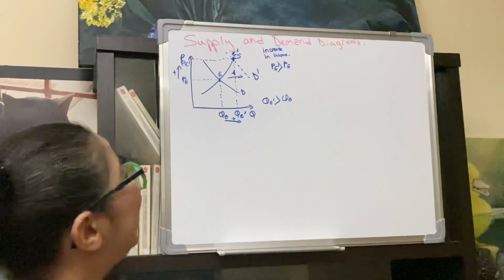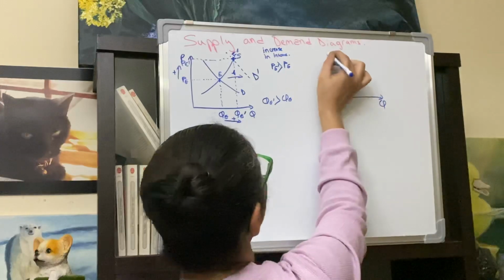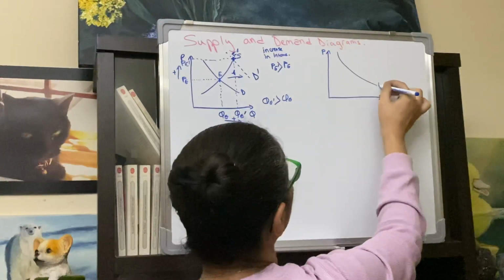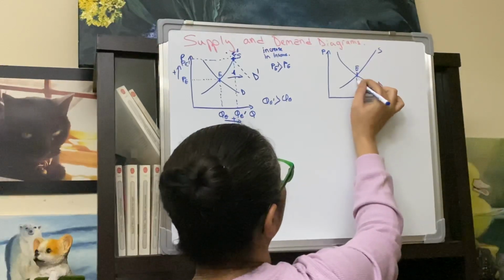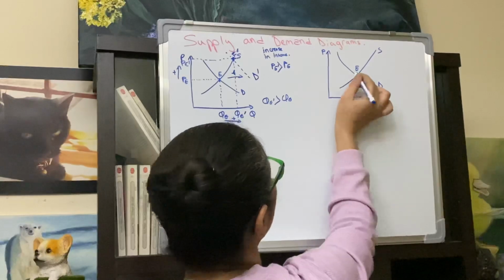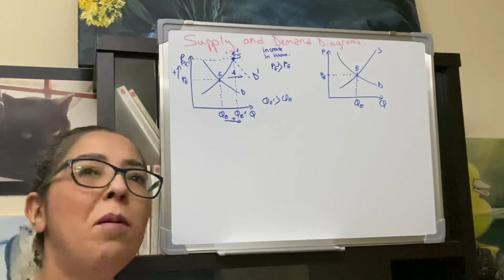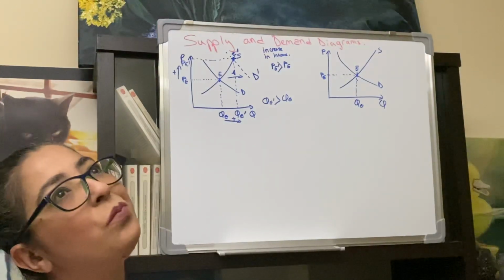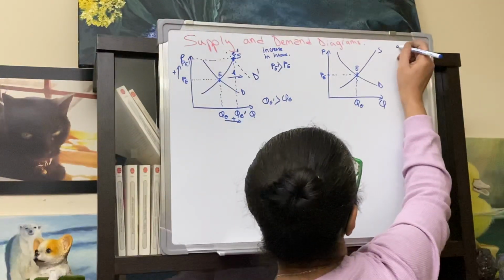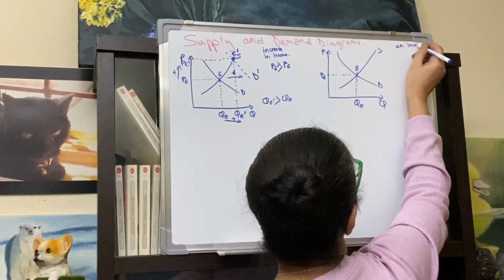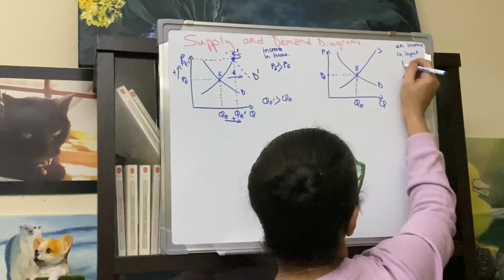Let's move to another one. Always plot your demand, supply, equilibrium, QE, PE. Okay? Now I'm going to give you a rise in input prices, an increase in input prices.